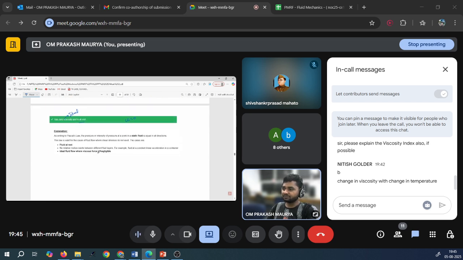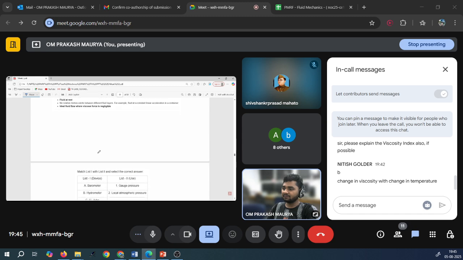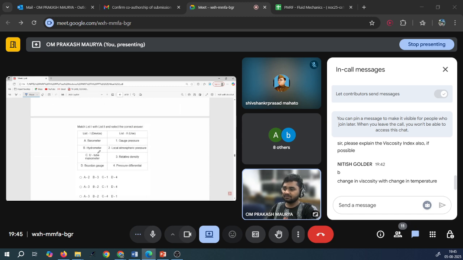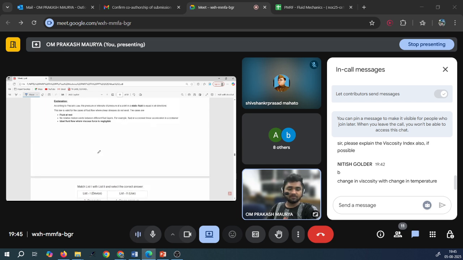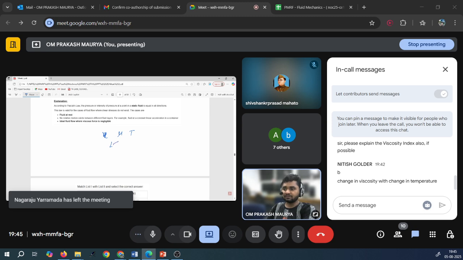Okay, now let us move to the next one. One student is asking about viscosity and temperature, that is mu and temperature. So let us discuss for liquid. I am considering water here, for example.